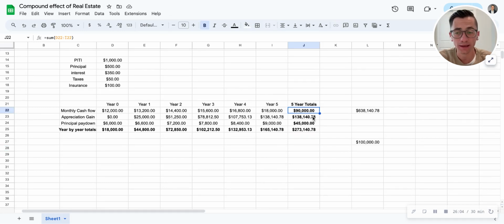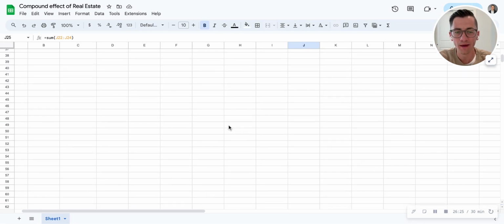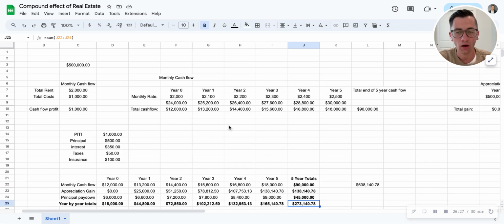You made $90,000 in monthly cash flow. You made $138,000 in appreciation gain, and you paid down your principal by $45,000. Okay, so you sell the house for $638,000. You came into the property with only $100,000, and you walked away with $273,000 after selling. So there you go. All the benefits of owning rental properties and getting into that.